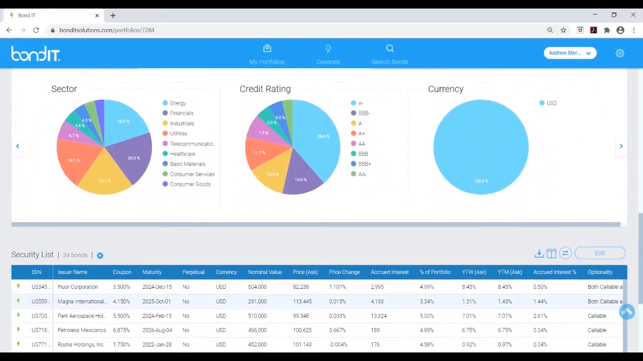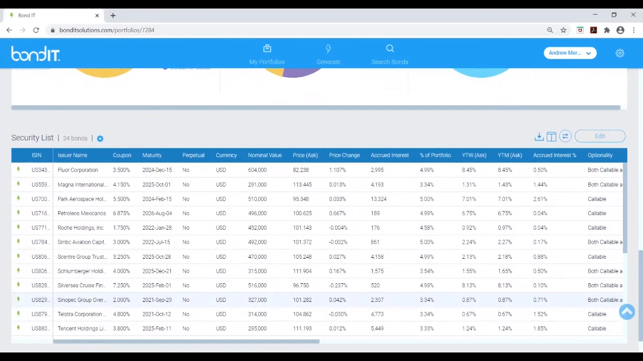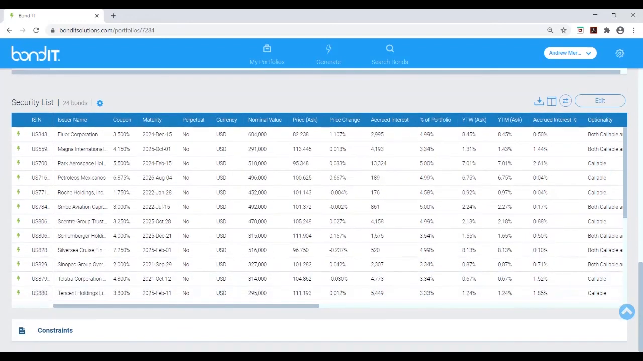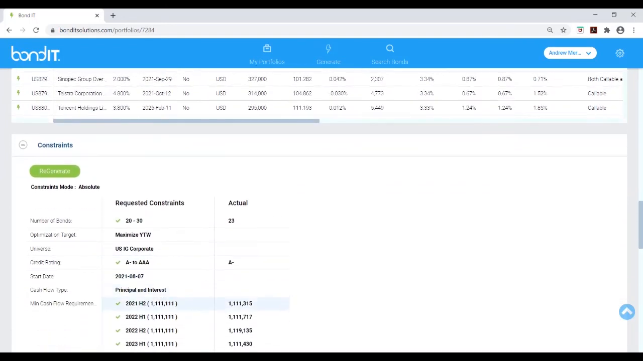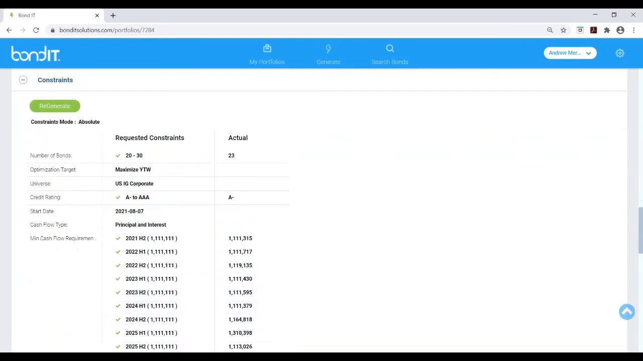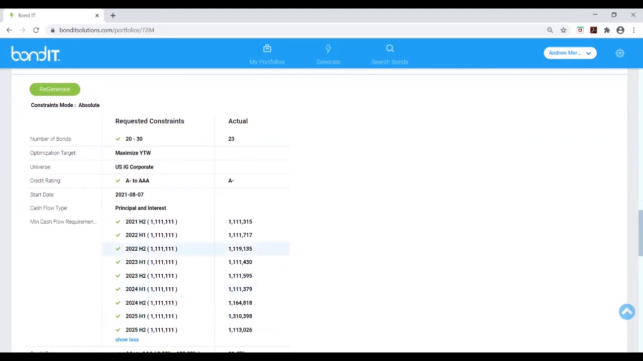Then we get to the bond list with the makeup of each line item in this portfolio. There's a lot of functionality throughout this page and the rest of the platform that we look forward to showing you in a demo, but one final thing we wanted to show you in this video is the exact cash flow distributions here, where we adhered to each of the desired laddered cash flows.